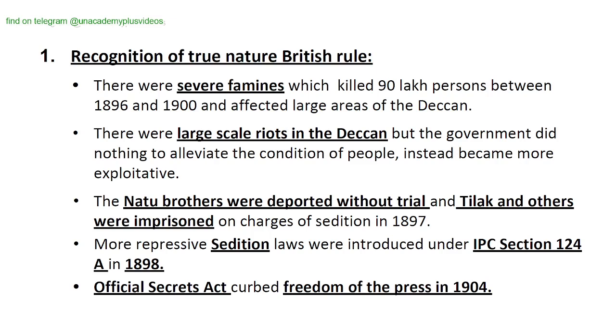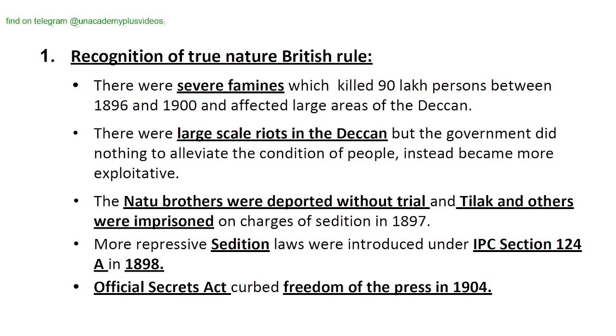Recognition of the true nature of British rule. There were several severe famines which killed 19 lakh persons between 1896 and 1900 and affected large areas of the Deccan. There were large-scale riots in the Deccan, but the government did nothing to alleviate the condition of people, instead becoming more exploitative. The Natu brothers were deported without trial, and Tilak and others were imprisoned on charges of sedition in 1897.